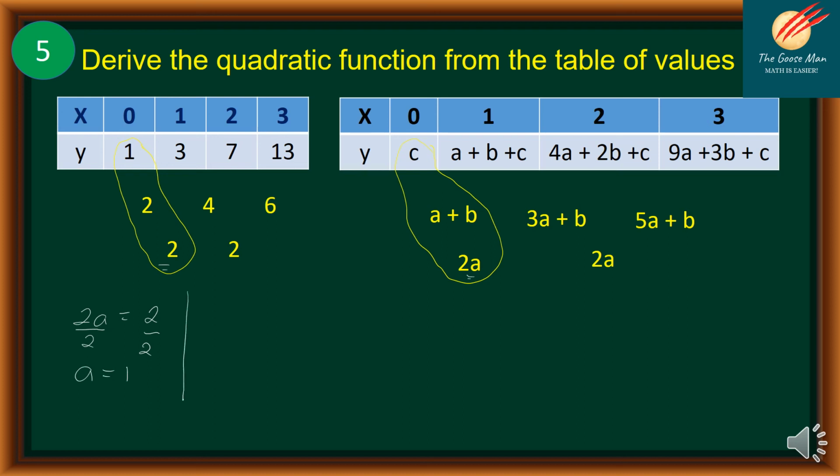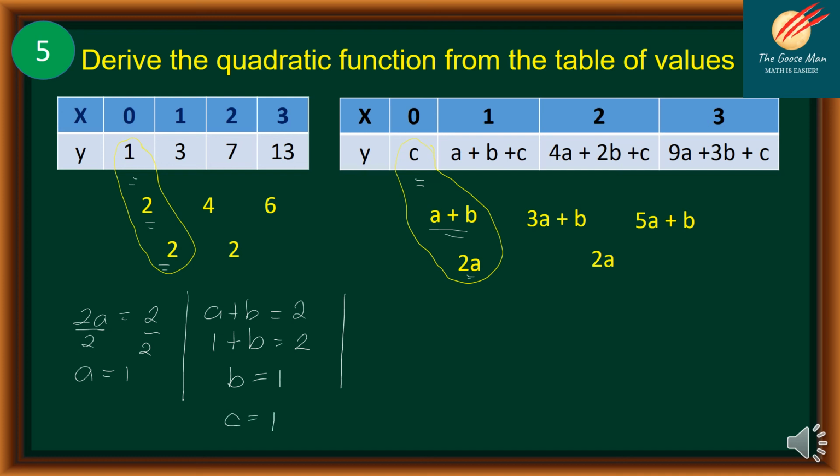On the other hand, I have here a plus b. A plus b is equal to 2. Since I found out that a is equal to 1, substitute. So, in order to get the value of b, b is equal to 2 minus 1. So, b is equal to 1. Next, I have the value here, c is equal to 1. So I can say that c is equal to 1.